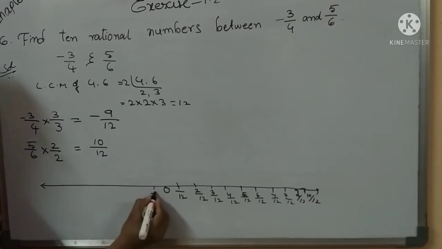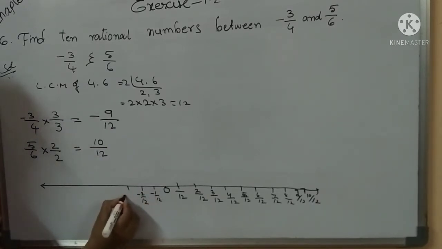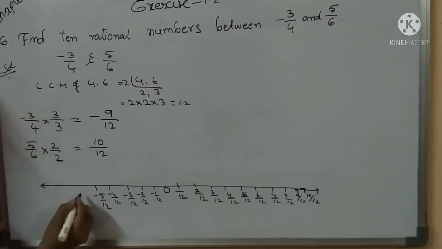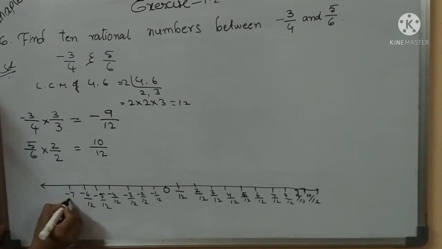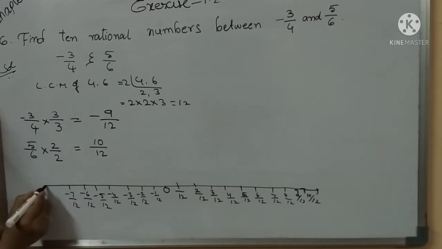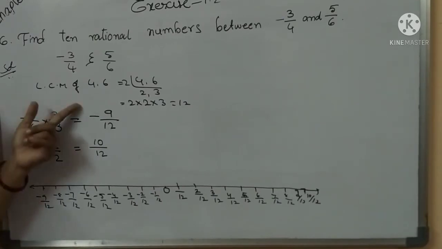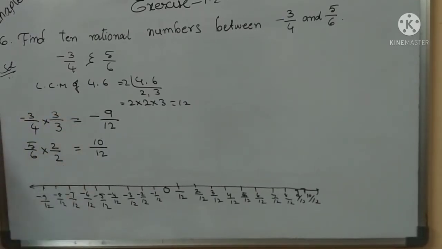On the left side, negative values: minus 1 by 12, minus 2 by 12, minus 3 by 12, minus 4 by 12, minus 5 by 12, minus 6 by 12, minus 7 by 12, minus 8 by 12, minus 9 by 12. So here observe, minus 9 by 12 is there and 10 by 12 is there.